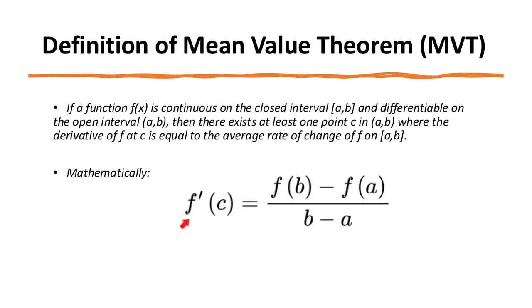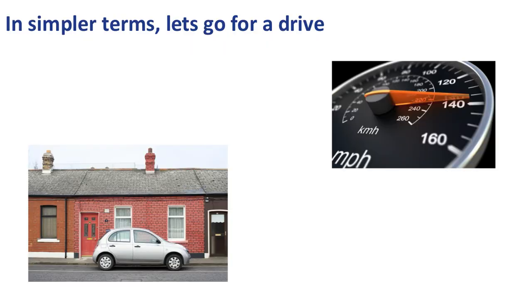And what does that look like mathematically? That's here. We have the derivative of f evaluated at c is the same as, and this should look familiar, y2 minus y1 over x2 minus x1. This is your slope formula. Slope is your average rate of change. Okay, so what does that look like in non-math speak?